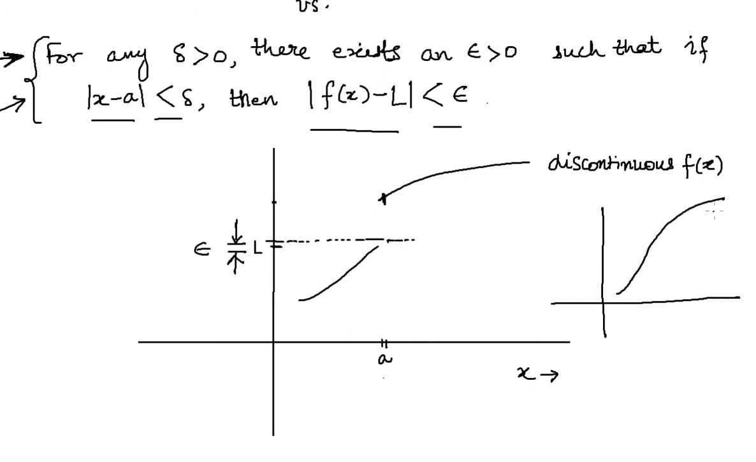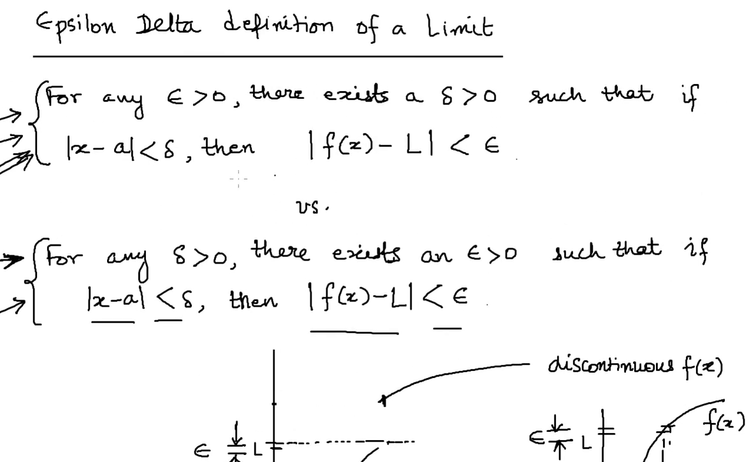So if this is a continuous function, I can always take an epsilon near L, always, such that I can always find a delta near the point a. Okay, so this is perhaps why the definition is this way, not this way. Thank you.